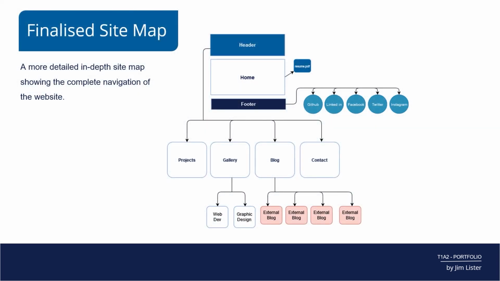A finalized sitemap. As you can see here, this is a more detailed version of my original sitemap. You've got the links within the header taking you to the project, gallery, blog, and contact pages, the link to my resume PDF on the homepage, the links to my professional and social media accounts within the footer, and I've actually got some links to some external blogs within the blog section of my website.